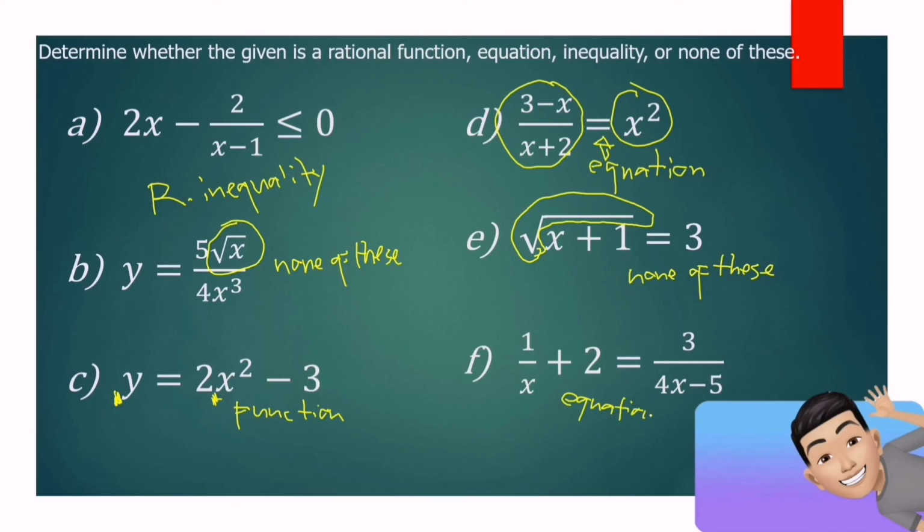Kung mapapansin nyo, yung equation at saka function, the same ng may equal sign. Ayan. Pero ang pinagkaiba sa function, may dalawang variable. Kalimitan, x and y dun. Tapos sa equation, kalimitan, x. No? Okay.